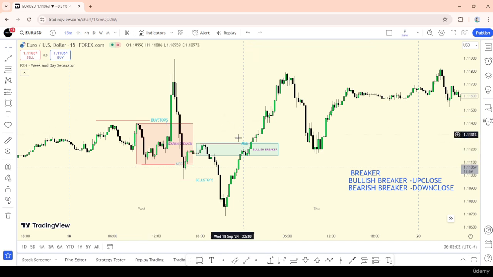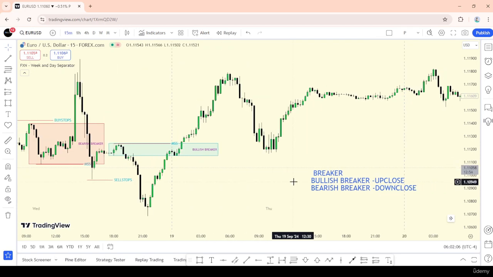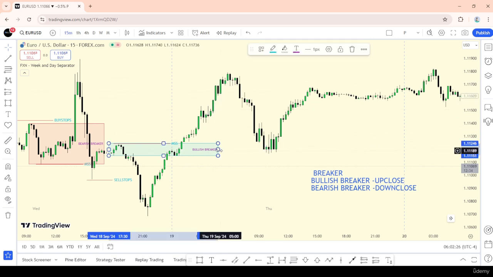So let's go back to our bullish breaker. What we anticipate from a breaker is a retest back to that area. In this bullish breaker, these 3 consecutive candles, we anticipate that when price moves higher, later price will come back down to retest that zone or area.